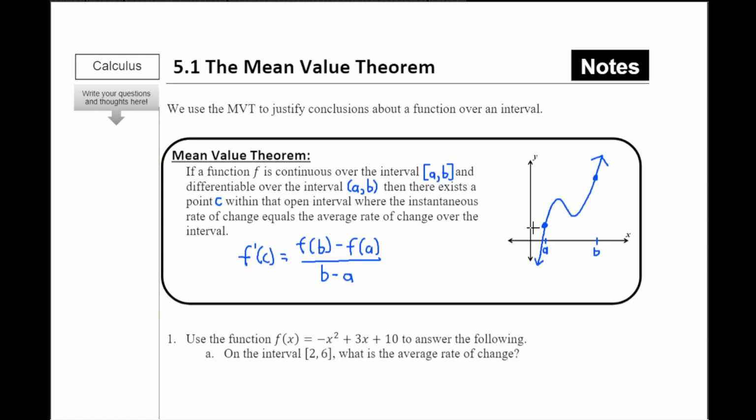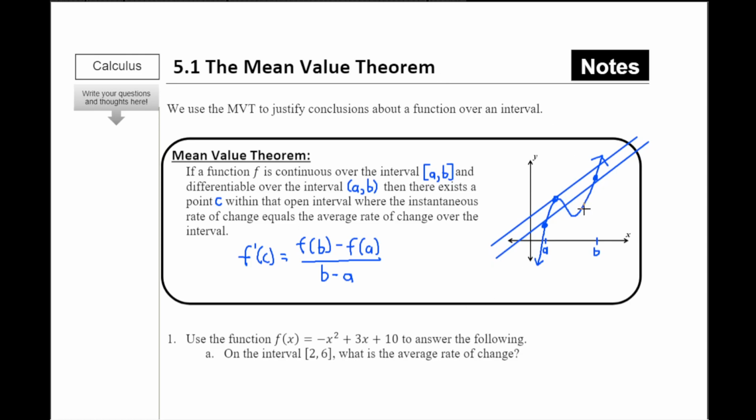So all this is saying, if you have a graph here that's differentiable and continuous, and you get the average rate of change between the interval a to b, there's going to be at least one point c in between where the instantaneous rate of change is equal to the average rate of change. You see at this point right here, if you drew the tangent line, it's parallel or the same as the average rate of change.